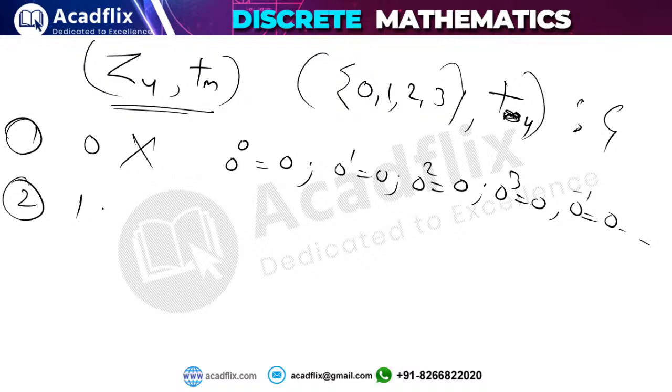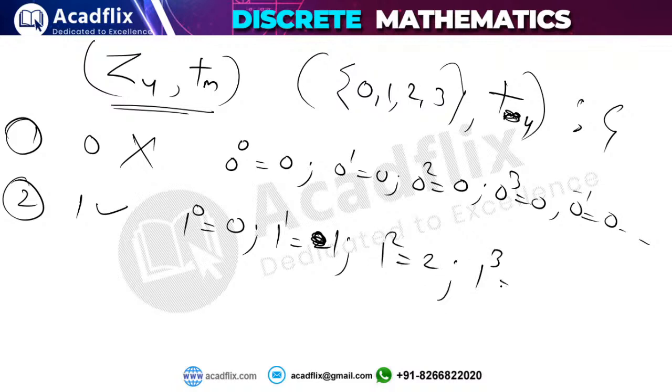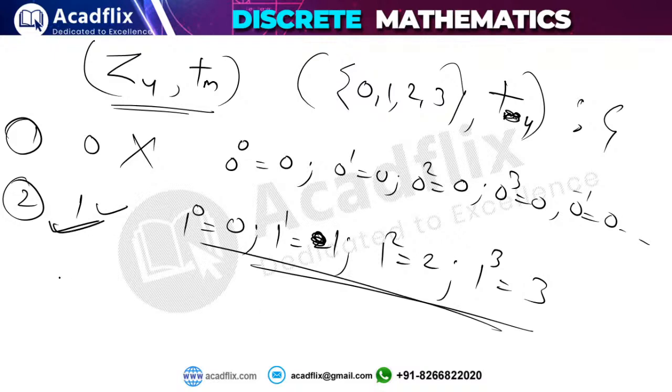This one, is this a generator? Yes, this is a generator. Why? Because 1 power 0 is nothing but 0, so you have generated 0. 1 power 1 is equal to 1. 1 power 2 is equal to 2. 1 power 3 is equal to 3. So you can generate everything, you can see. This one is a generator because you can generate every element.